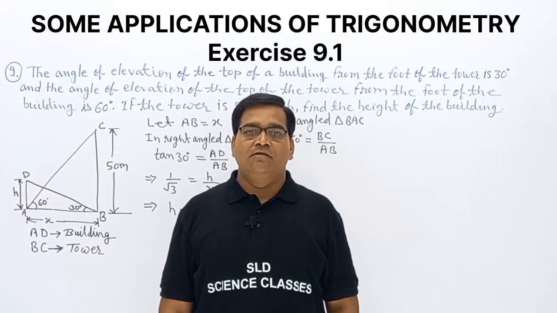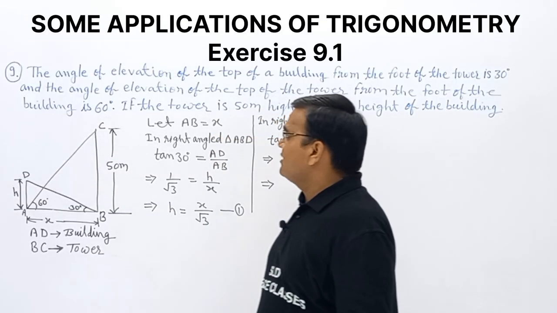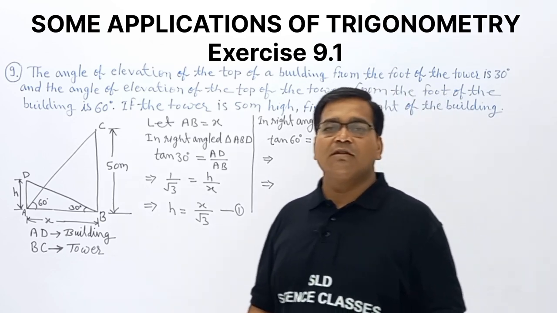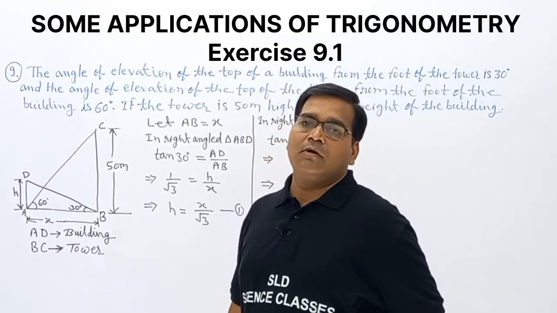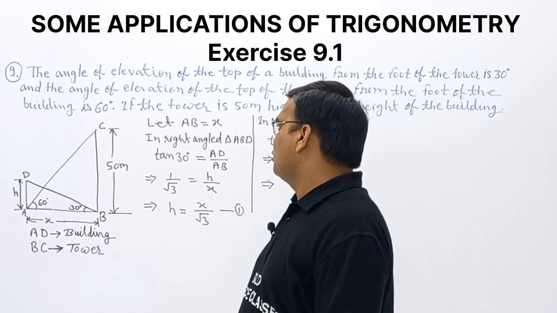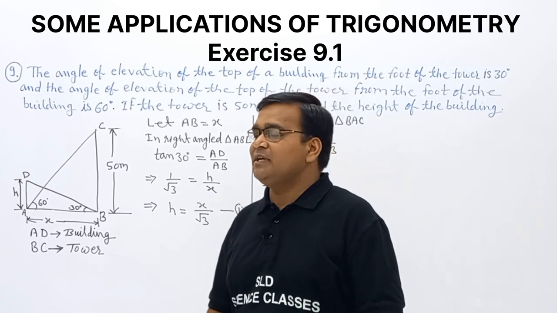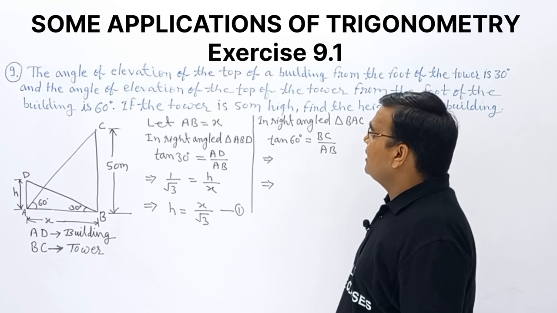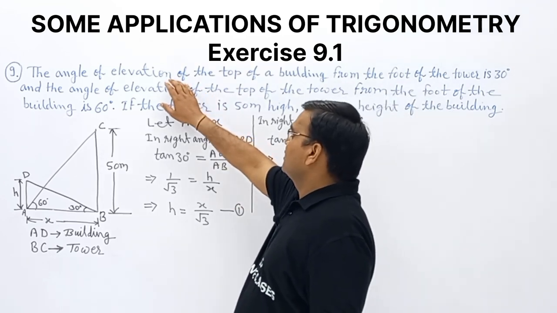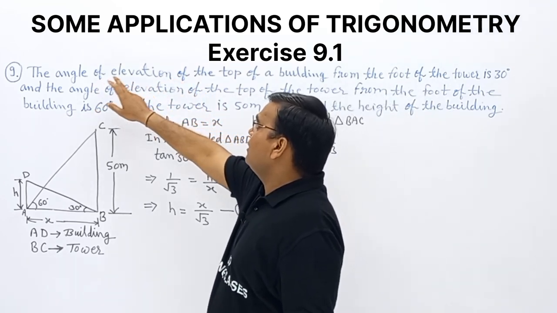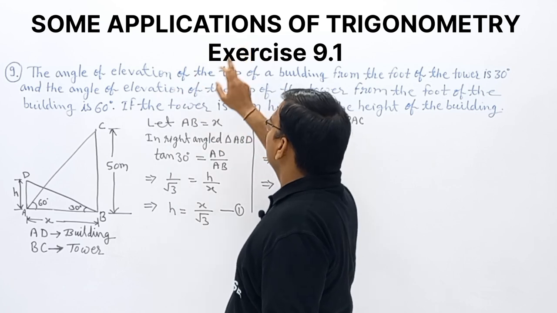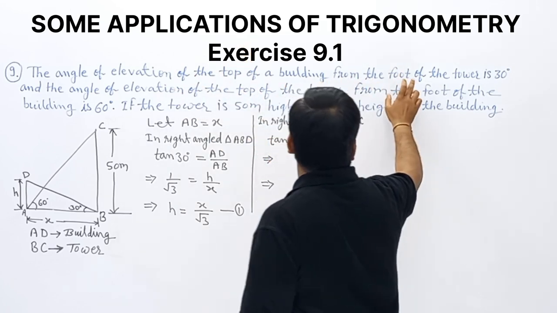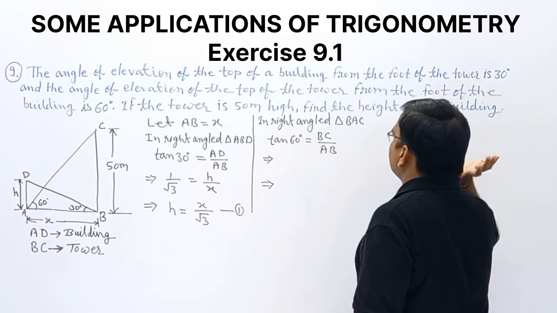In this class, we will discuss question number 9, exercise 9.1, some applications of trigonometry. So, we studied some applications. Now, what about this question? This is the angle of elevation. The angle of elevation of the top of a building from the foot of the tower.